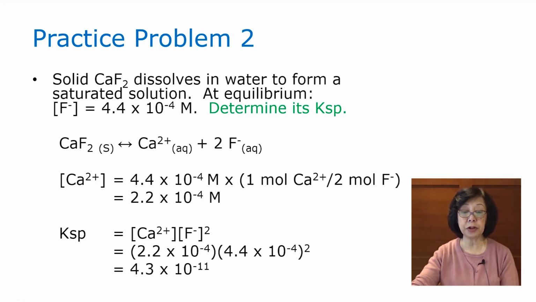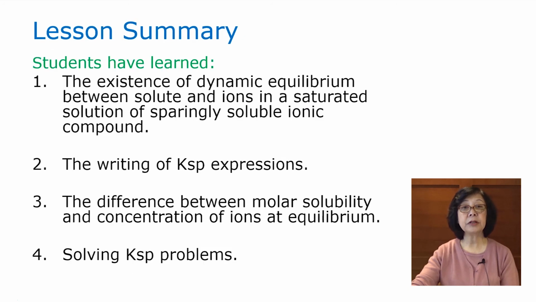To summarize what we have learned today, we learned that there is a dynamic equilibrium between solute and ion in a saturated solution of sparingly soluble ionic compounds. We also learned how to write KSP expressions. We understand the difference between molar solubility and concentration of ions at equilibrium. And finally, we practiced solving KSP problems.